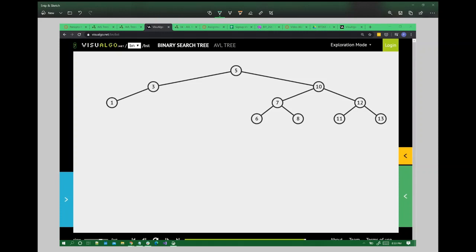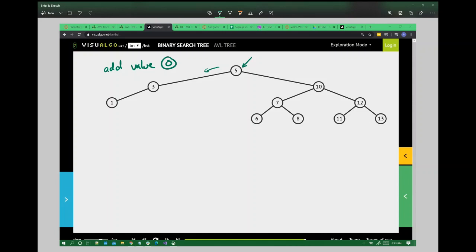Question 5, where we are going to add the value of 0 to our tree. To begin with any tree, we start with the node reference of 0, and we look at the parent node here. 0 is less than 5, so we go to the left and come to the node reference 3. 0 is less than 3, so again we go to the left.